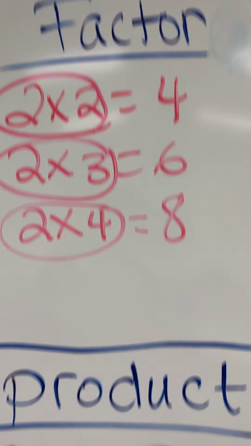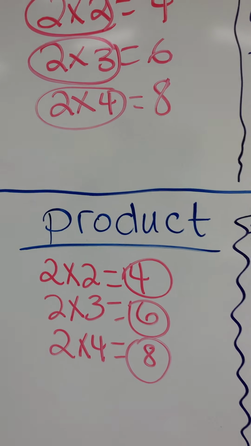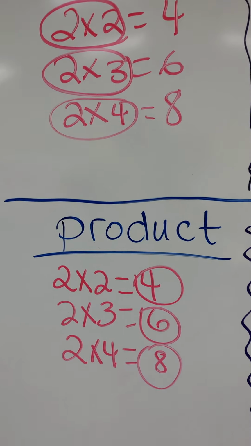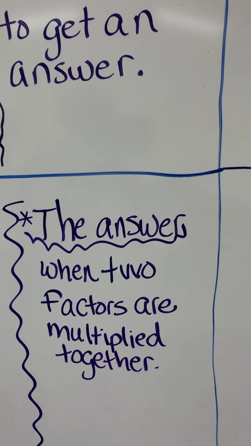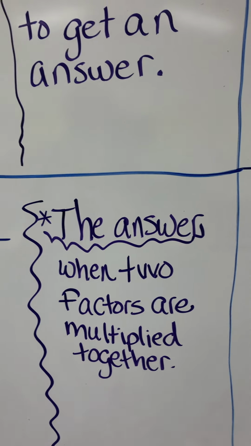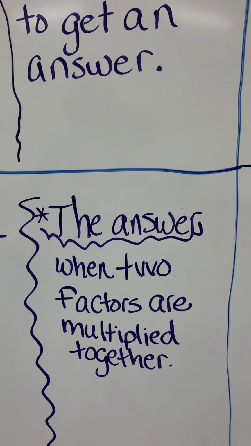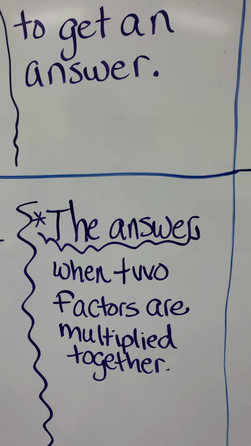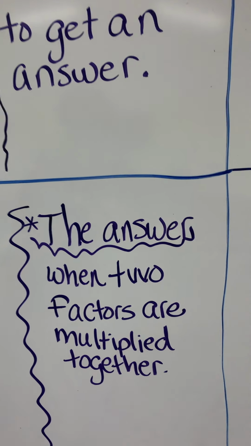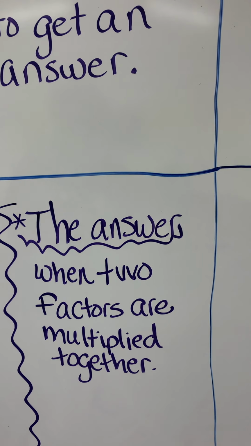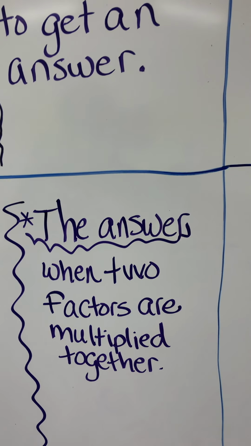Okay, we're going to move down to product, which is our second math word of the day. What does the word product mean? It's the answer. Notice that I've put a star beside it and I've drawn a scribbly line underneath it because that's the key. What does the word product mean? Well, it's the answer when two factors are multiplied together. Or as some would say, it's simply the answer to a multiplication problem.